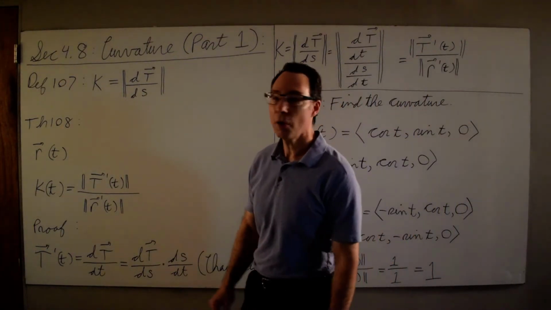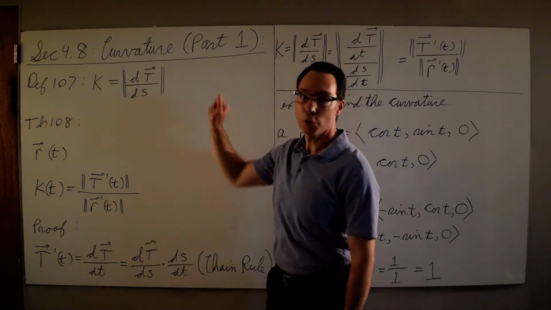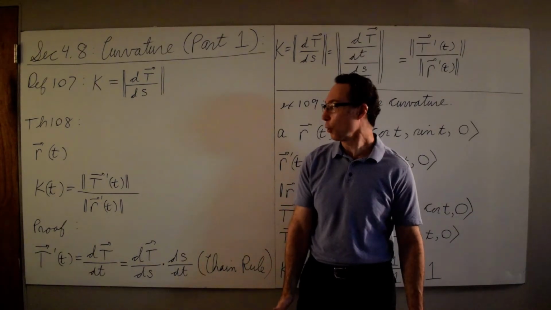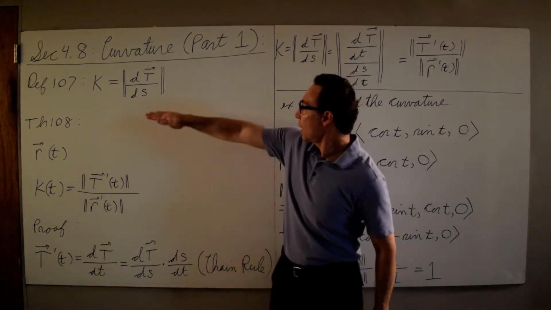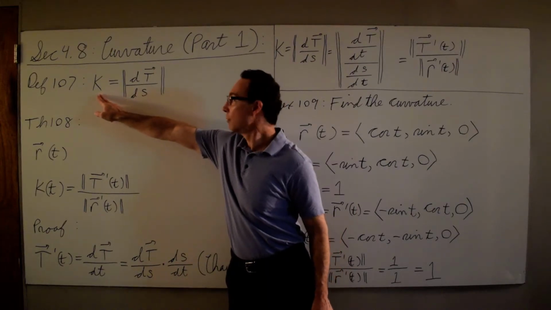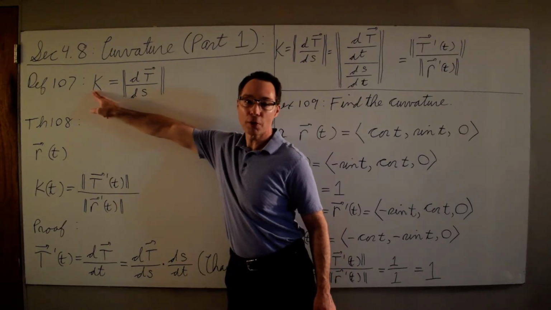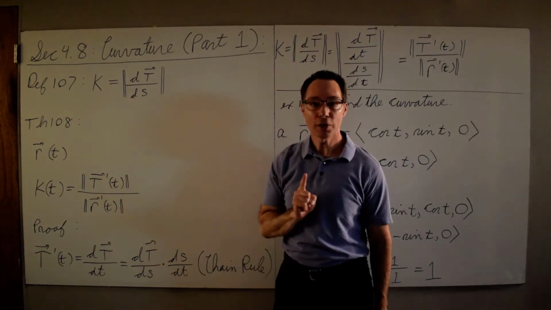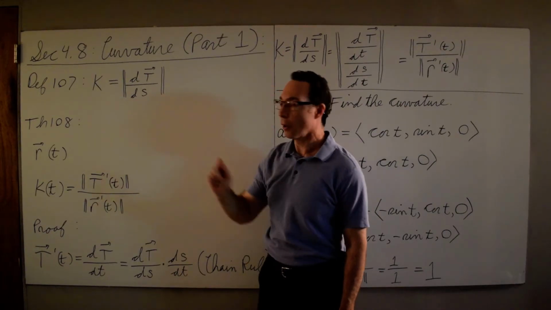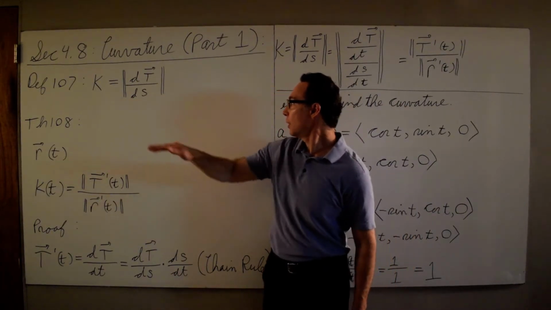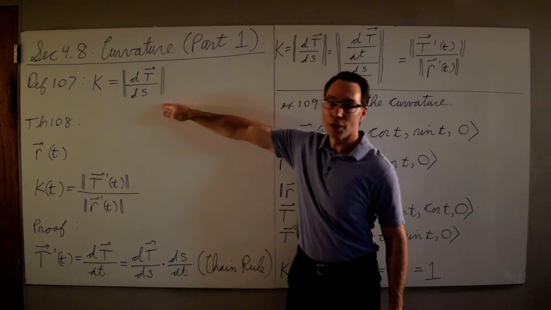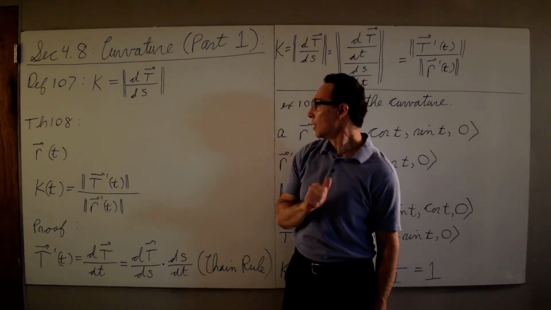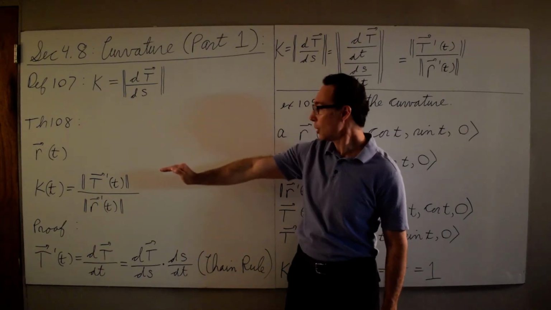This is the first video on section 4.8, curvature, and as the name implies, curvature measures how much a curve curves. So the definition: the curvature, which we give the notation of the Greek letter kappa, is the derivative of the unit tangent vector with respect to arc length. This is kind of a tedious calculation, so we have Theorem 108, which helps us out here.